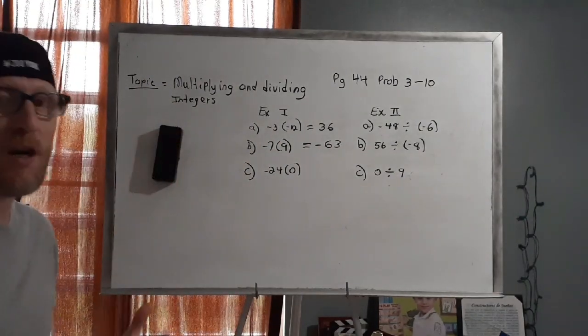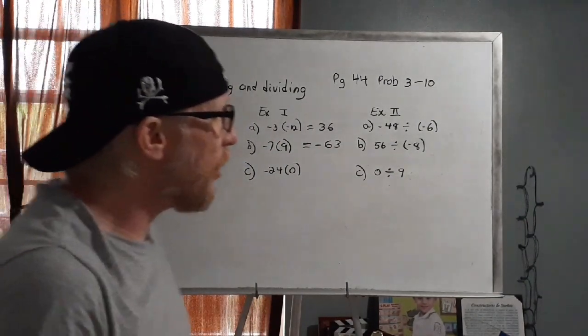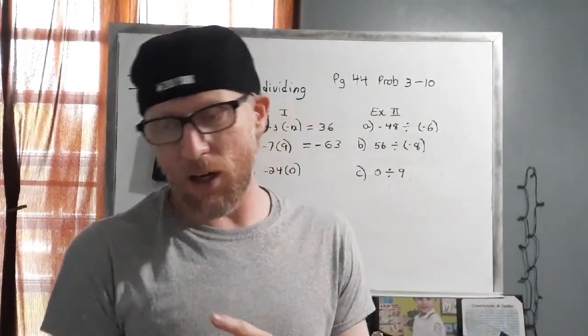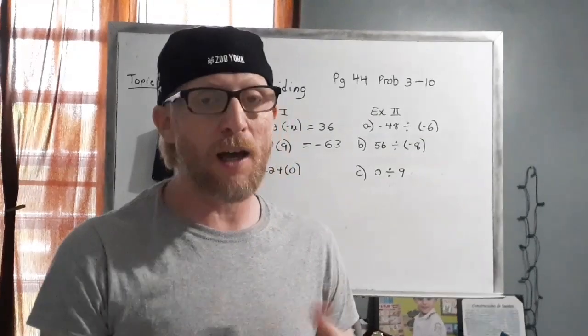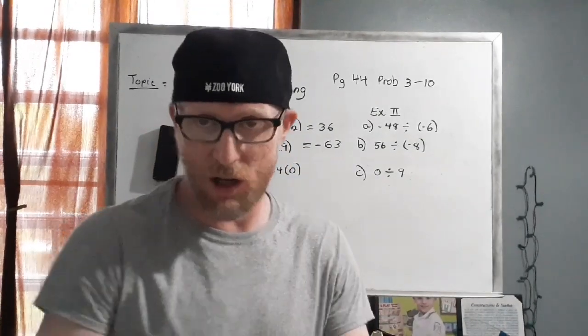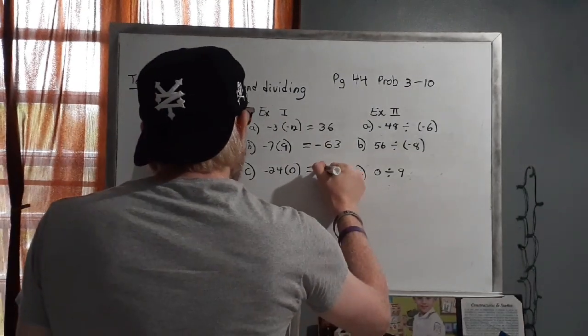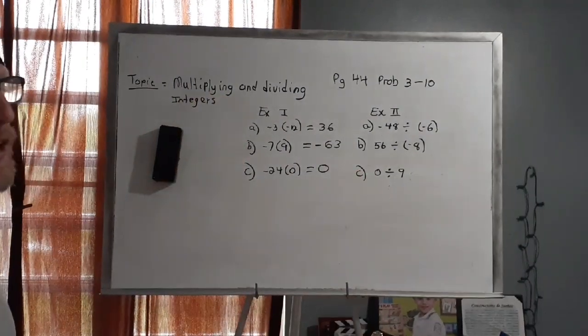And the last situation says negative 24 times 0. So what do we do here? Well, one of the things about working with 0 is that it doesn't matter if the number is positive or negative. Any number multiplied by 0 will equal 0. So negative 24 times 0 is going to be 0. Now, these are the rules for multiplying integers.